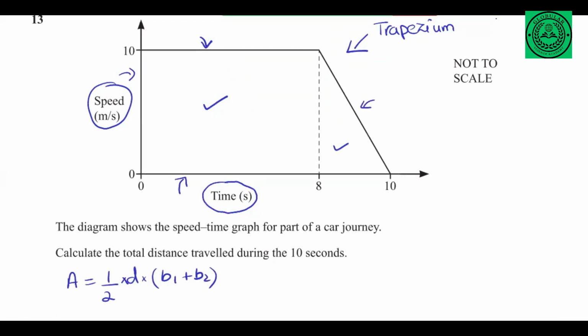The distance between both these sides is this distance, which turns out to be 10. So the value of d is 10. We will multiply by 10 times the sum of the parallel sides. One parallel side, from here till here, turns out to be 8 centimeters. The other one turns out to be 10 centimeters, because this one goes till here. So 8 plus 10.